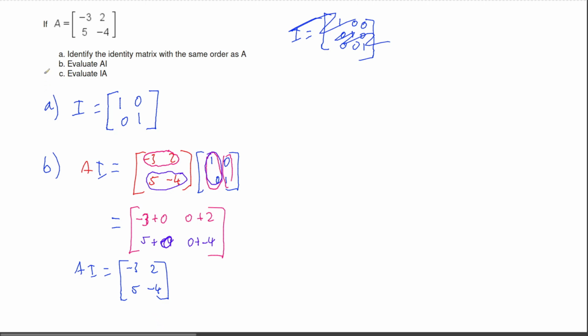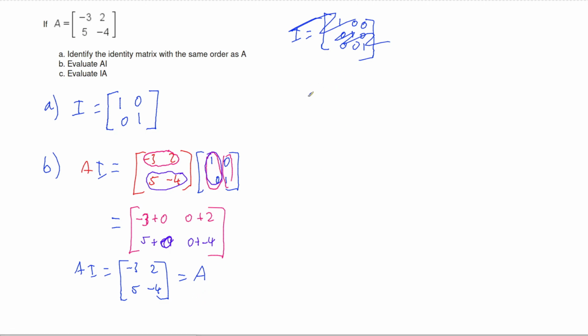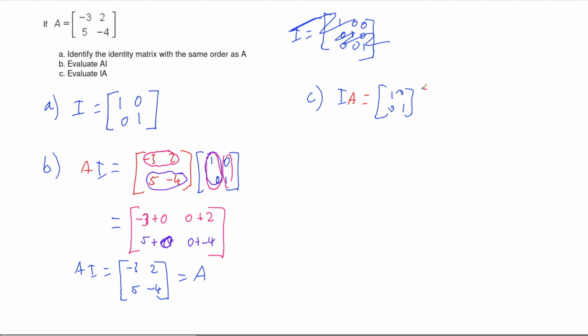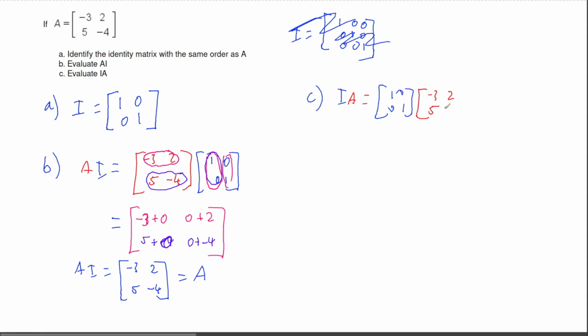And we'll notice, if I compare that with my original matrix, that's exactly the same as A. Let's see what happens if I multiply the other way around, if I do I multiplied by A. So this time, I'm going to have my identity matrix 1, 0, 0, 1, and I'm going to multiply that onto A, which is -3, 2, 5, -4. And let's see if I can get my multiplying right this time.